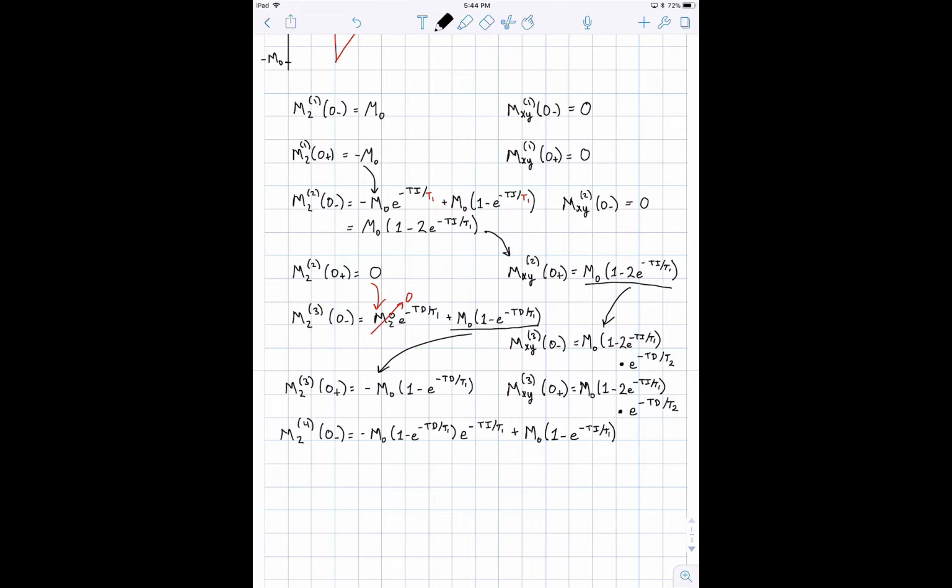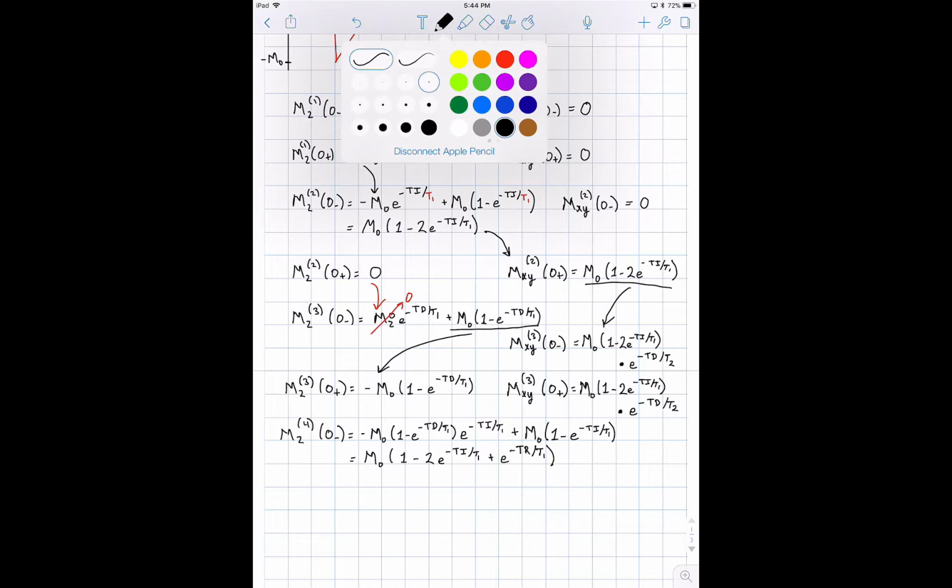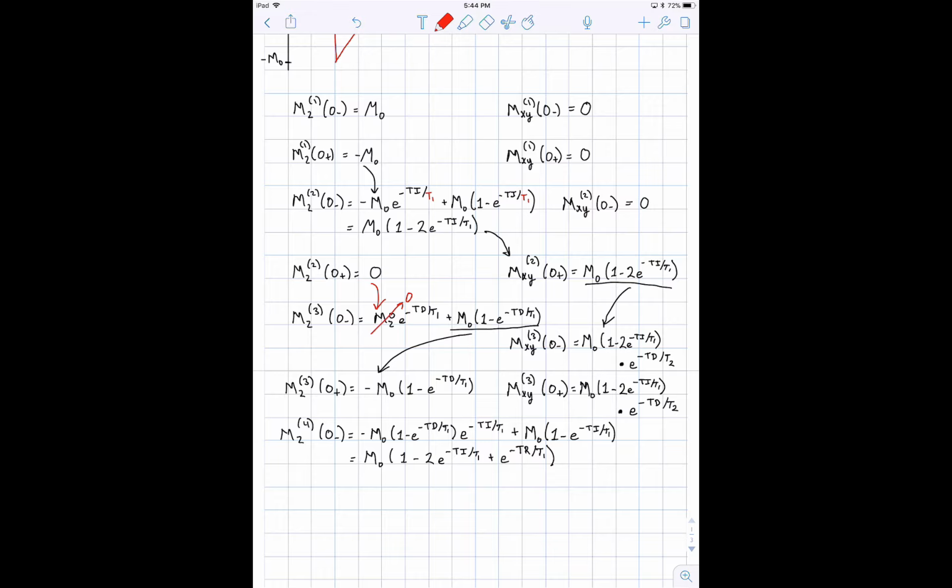Algebraically, perhaps no surprise, there are some terms to combine there. If we pull the M naught out in front, you'll get an expression that looks like M naught times 1 minus 2e to the minus TI by T1, plus an e to the minus TR by T1. Yeah, it's TR, sorry, I made a mistake. Should just be TD. Is it? No, it's the E. It's the second E. Plus TI.